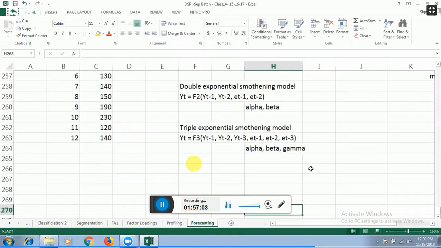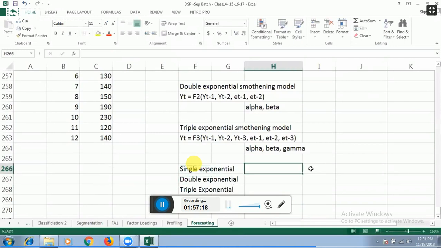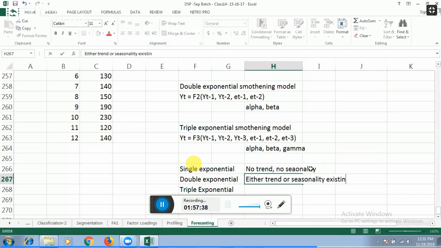Okay, so generally, a single exponential model works if there is no trend and no seasonality in the data. Double exponential works if either one of them, either trend or seasonality, exists. Triple exponential works when both trend and seasonality exist in the data.